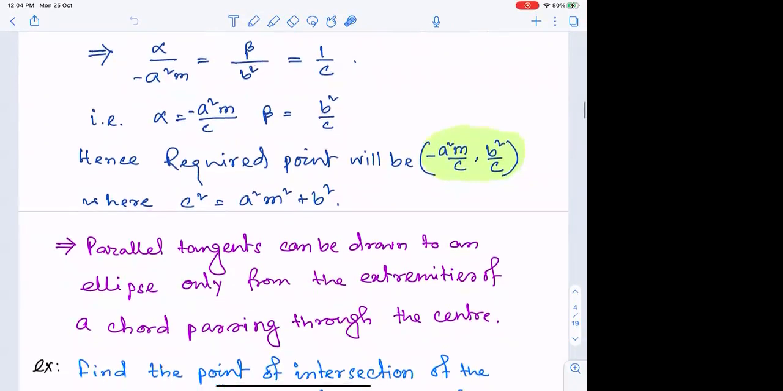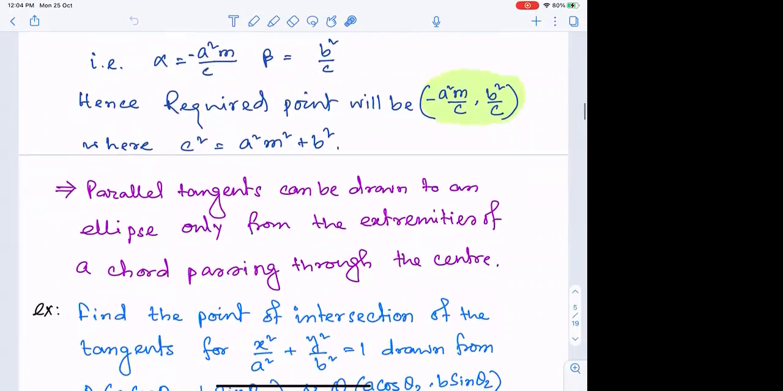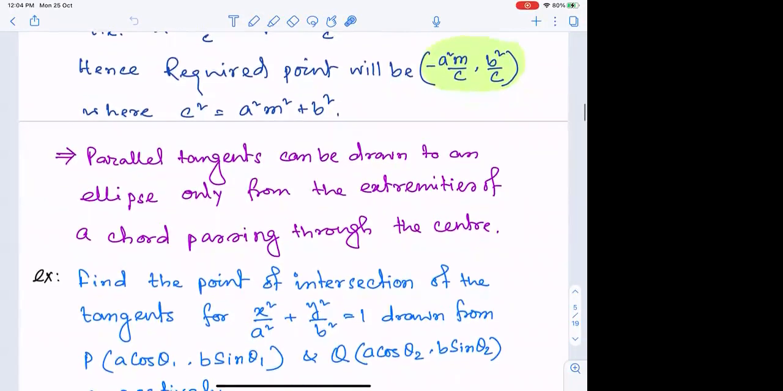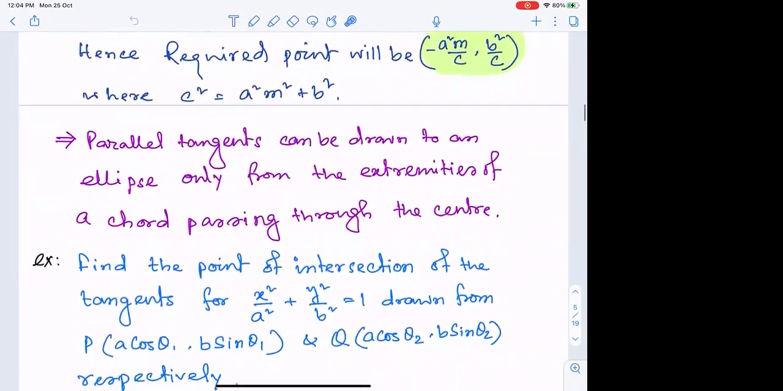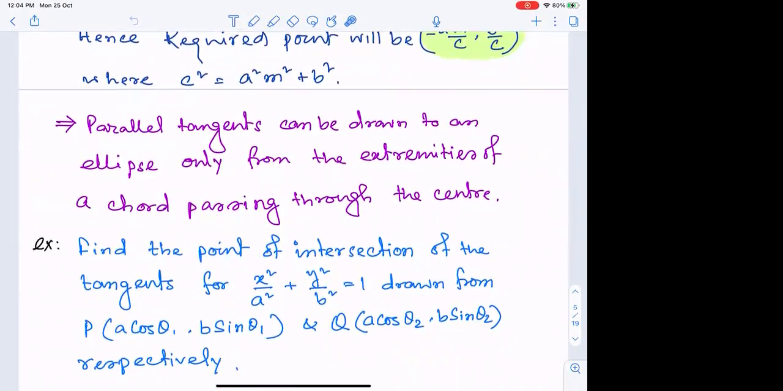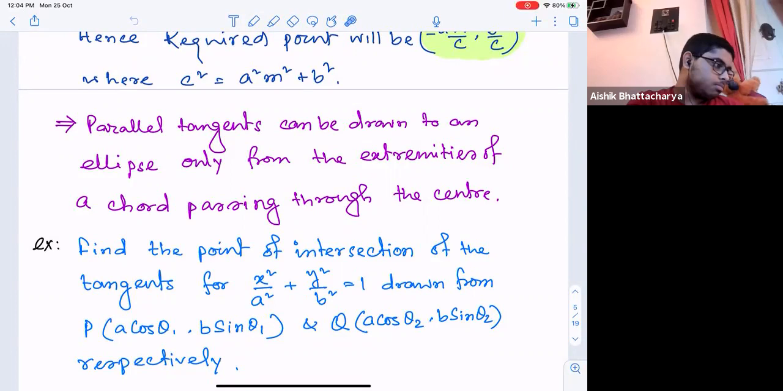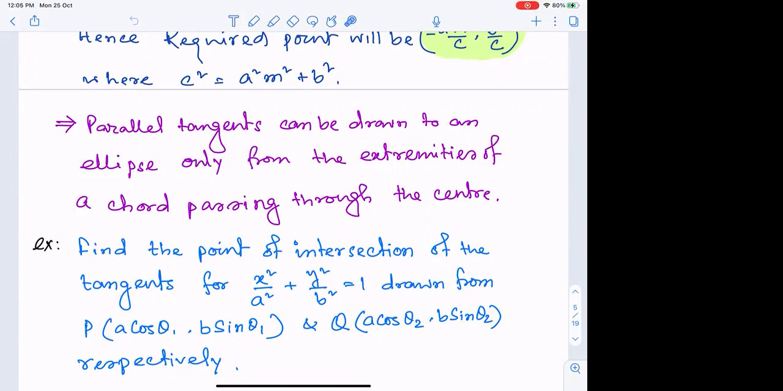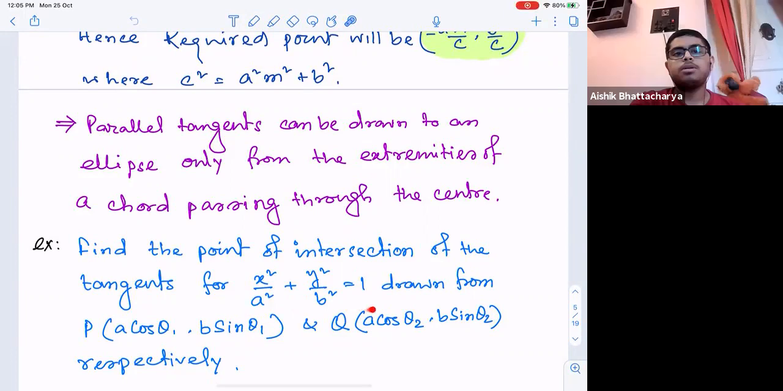Okay. Now, next example, it asks us to find the point of intersection of the tangents for x squared by a square plus y squared by b squared is equals to 1, drawn from this point P and this point Q respectively. Now, is it a difficult job or is it a hectic job? What we have been asked? Sir, we know both the equations, then we can just solve them.